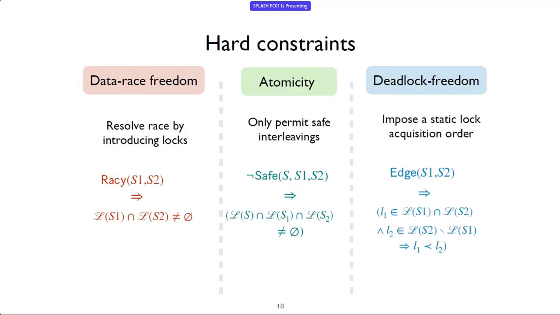And for deadlock freedom, we're going to play the standard trick of imposing a static order on the way we acquire the locks. And specifically, for deadlock freedom, we're going to say that if there is a control flow edge from code snippet S1 to S2, and if L1 is a lock that's required by both S1 and S2, whereas L2 is one that's only needed by S2 but not by S1, we're going to impose a constraint that says L1 must come before L2 in our lock acquisition order.